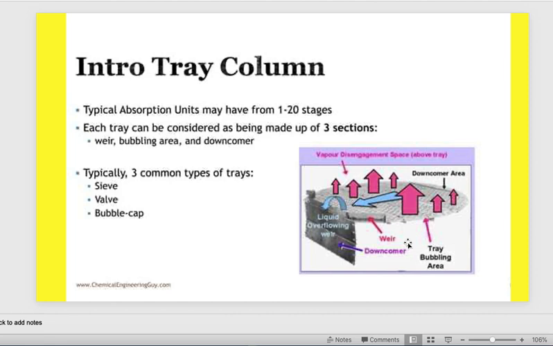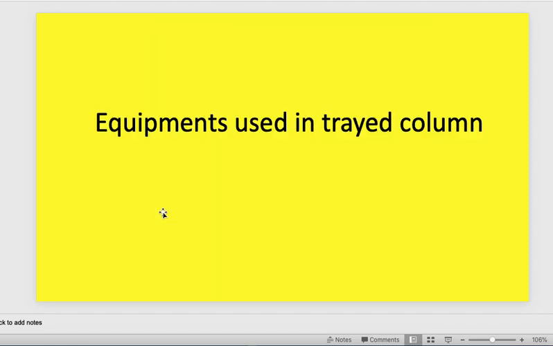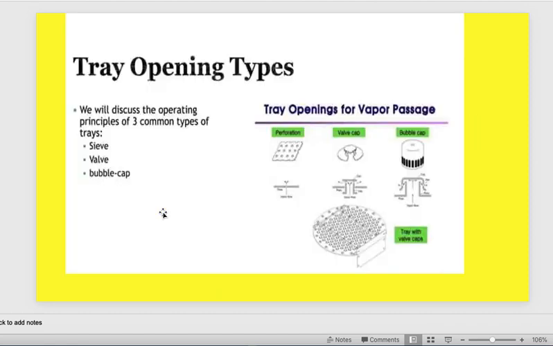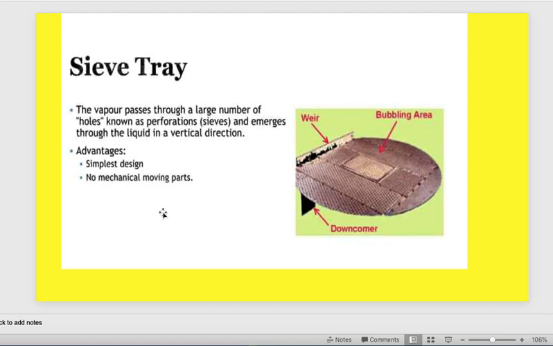What are the main types of tray tower? A tray tower can be a sieve tray, a valve tray, or a bubble cap tray. Those are the three common types. We will discuss valve tray, sieve tray, and bubble cap tray in detail, and make a little comparison between each type.